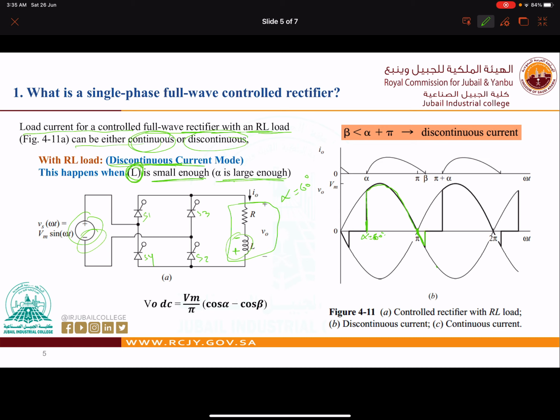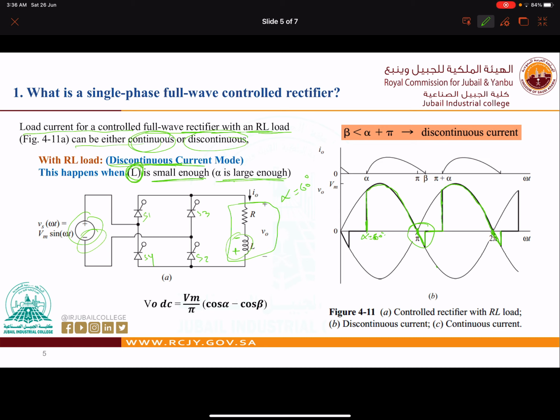Now again, after 60 degree, we will have the thyristor. It will conduct, and it will go here up to the negative, and so on, inshallah. Okay. Now this is for one cycle. Now, I said inductive load is very small, right? This is very small. I said alpha is large enough. Now what do I mean by alpha is large enough?